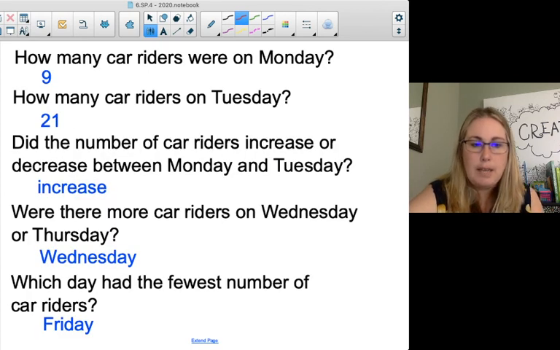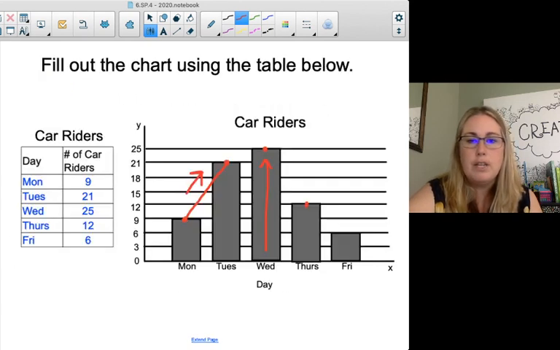And last but not least, which day had the fewest number of car riders? If we look at this graph, we're looking for fewest, so which column is the shortest? And that would be Friday.